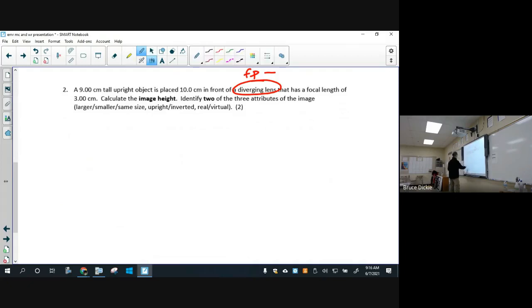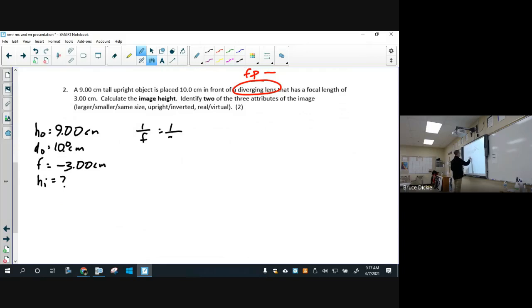So we're going to say HO is 9.00 centimeters. DO is 10.0 centimeters. F is negative 3.00 centimeters because it's diverging, and we're looking for HI. Now, in order to get HI, we first have to find DI. We're going to find that by saying 1 over F is equal to 1 over DO plus 1 over DI.